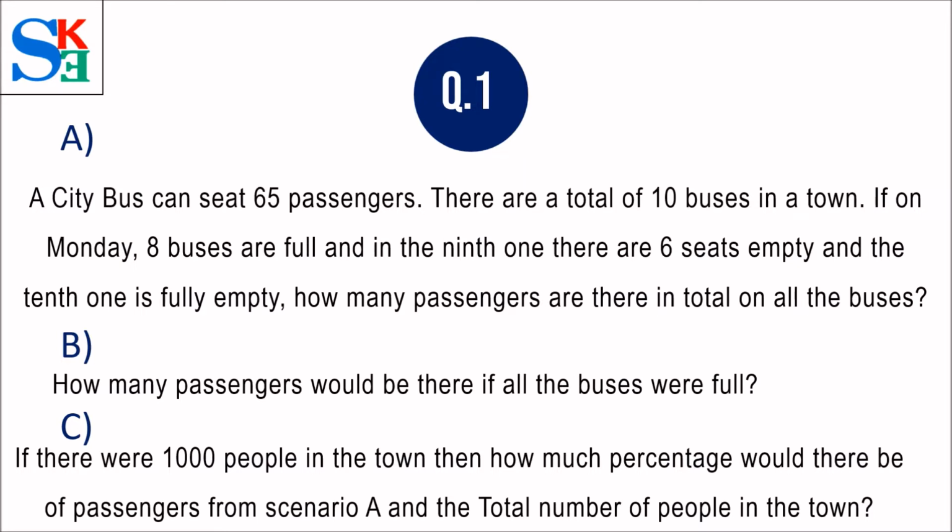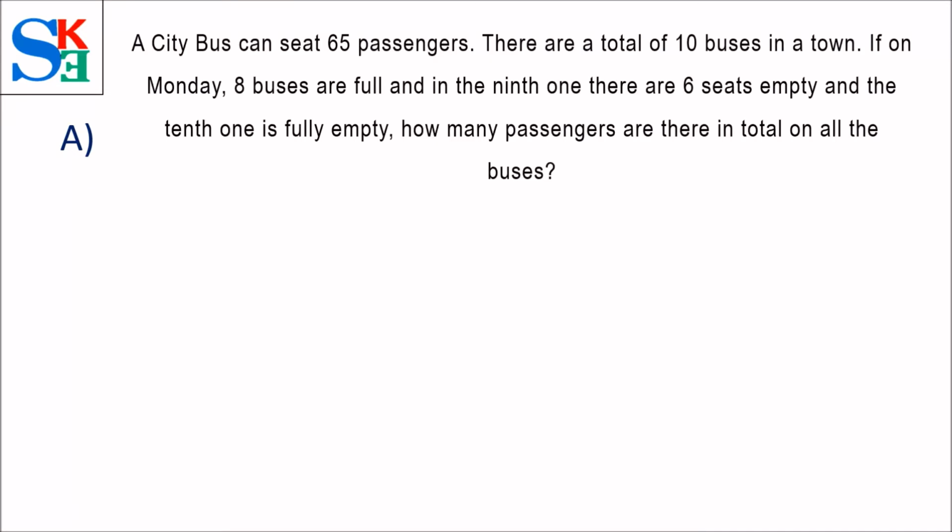Okay, so I'm going to start step by step. So I'm going to start with A. Okay, so here what it is saying in A. A city bus can seat 65 passengers. There are a total of 10 buses in a town. If on Monday 8 buses are full and the ninth one there are 6 seats empty and the 10th one is fully empty, then how many passengers are there in total on all the buses?